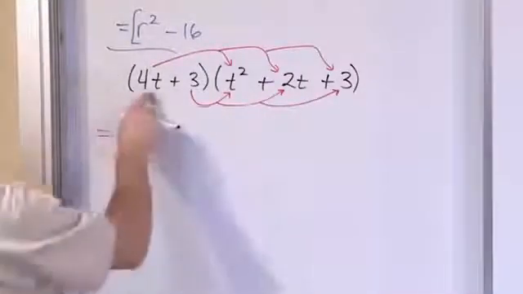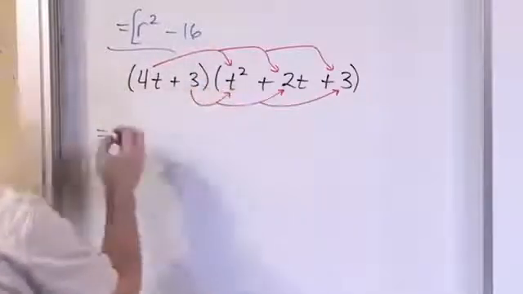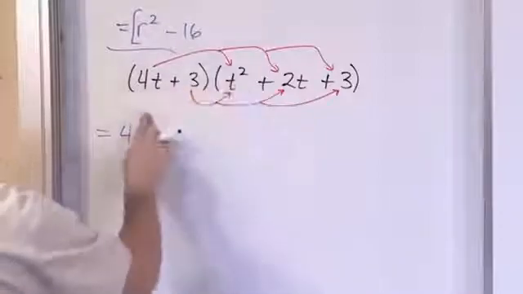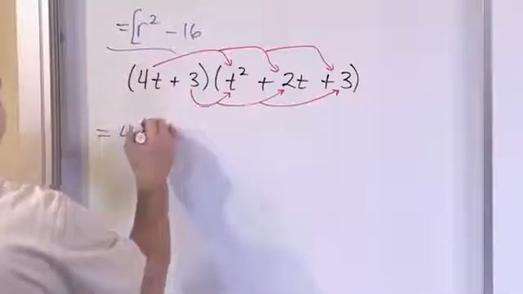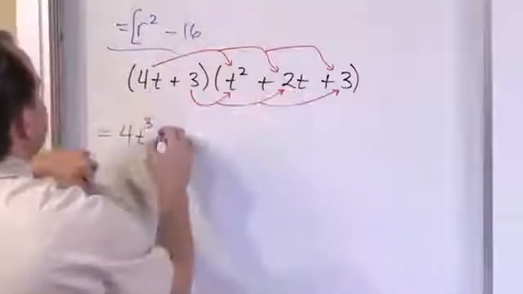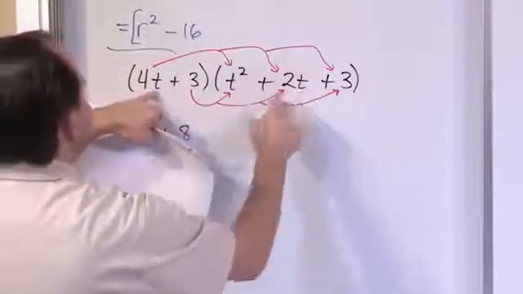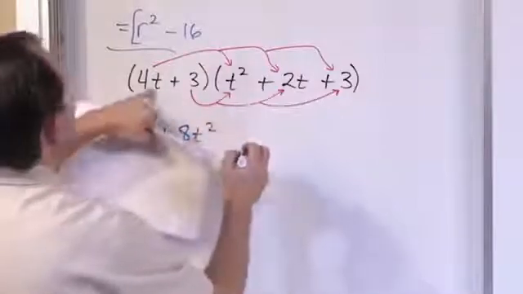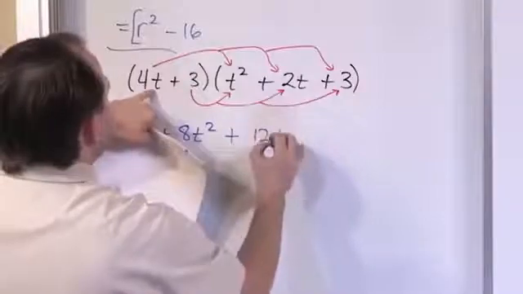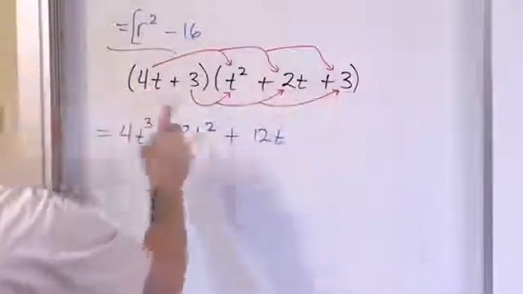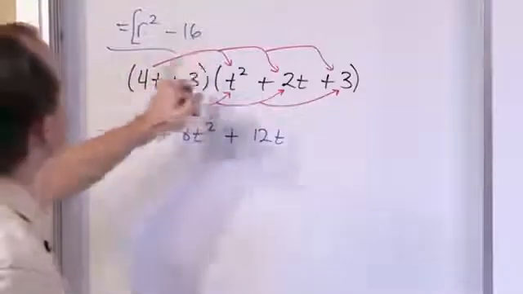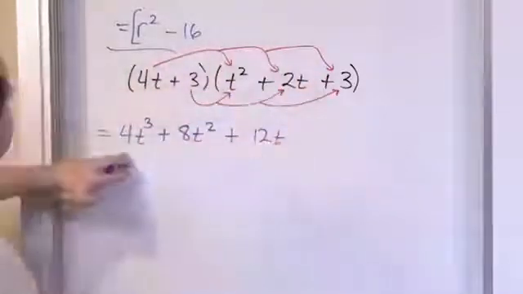All right? 4t times t squared. Well, that's going to be 4t cubed, because t times t squared is going to give me t cubed, like this. Now, 4t times 2t. 2 times 4 is 8. T times t is t squared. Now, 4t times 3. 4 times 3 is 12 times t, because t is hanging along for the ride. Okay, so what I've done is I've pretended at this point that the 3 is gone, and I distribute everything in, and this is what I get.